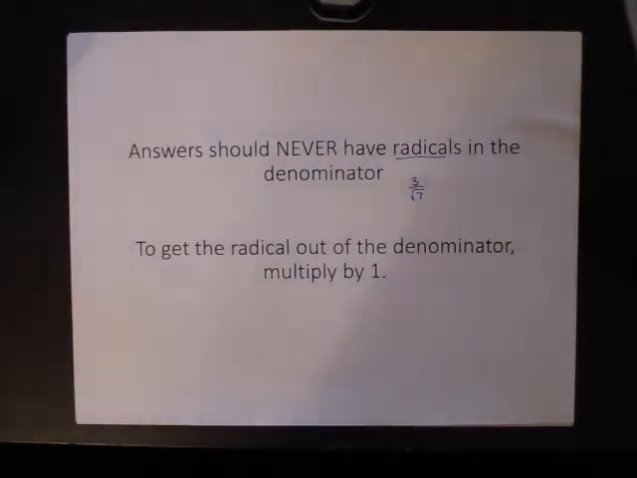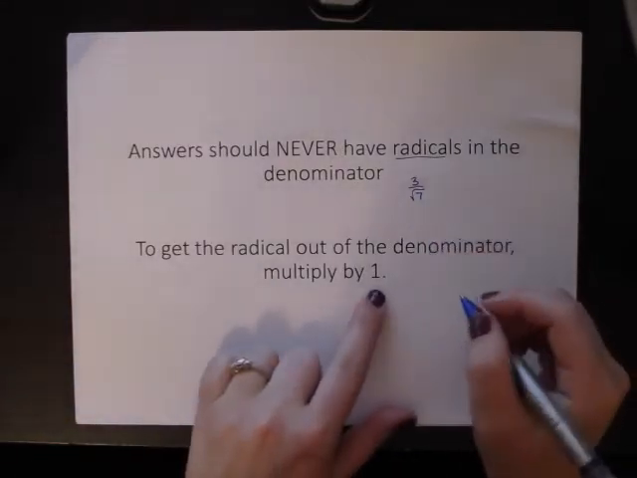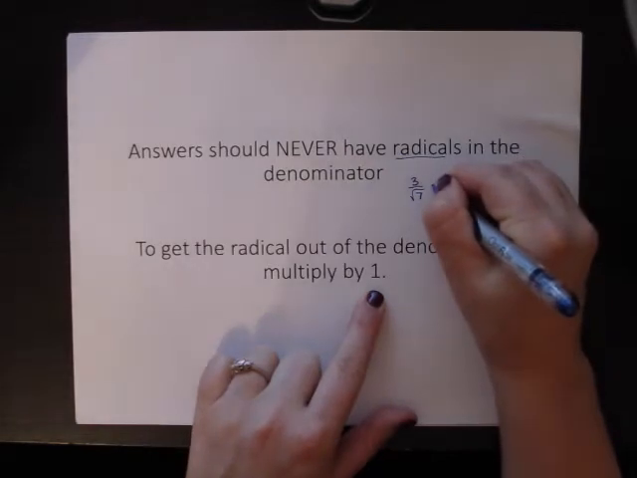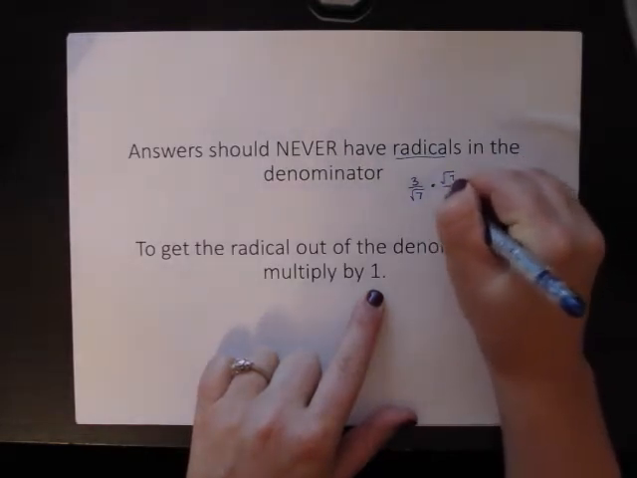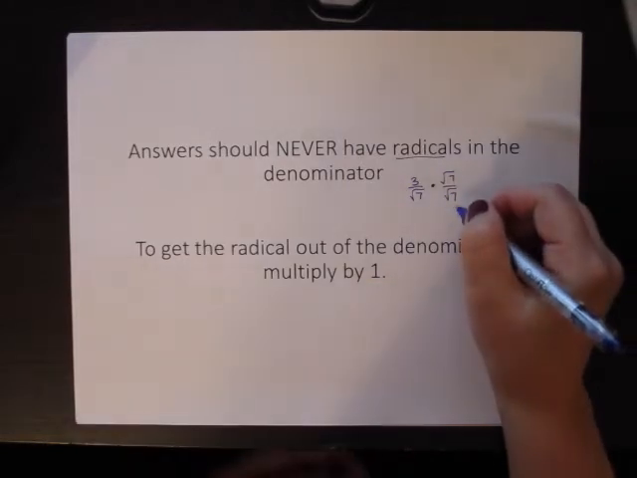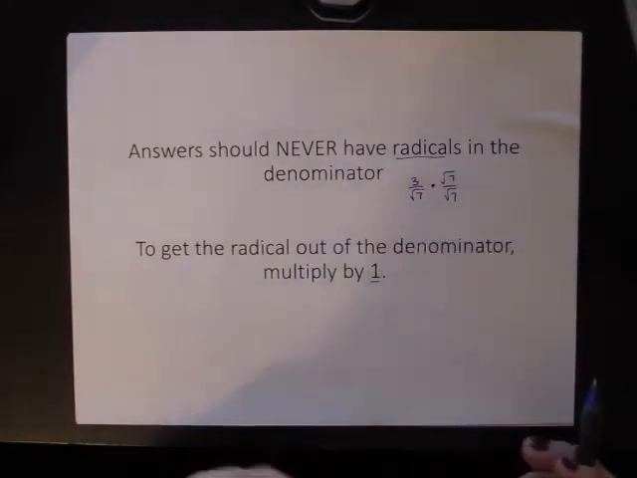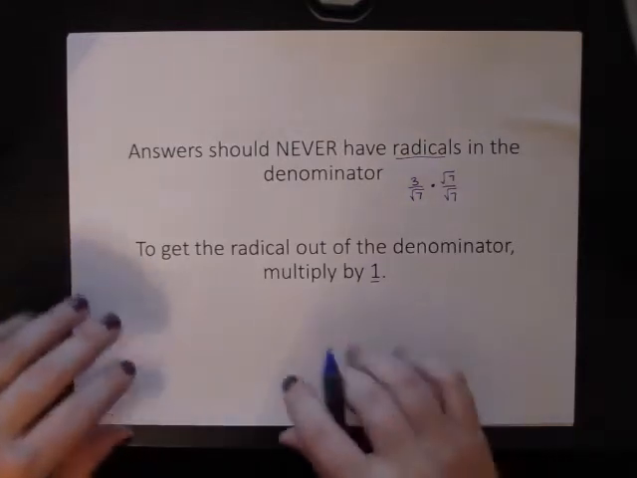To get the radical out of the denominator, you multiply by 1, but your 1 looks a little bit different. How your 1 is going to look is like this: the square root of 7 times the square root of 7, because any number over itself simplifies to 1. So that's why it says to get the radical out of the denominator, you multiply by 1.